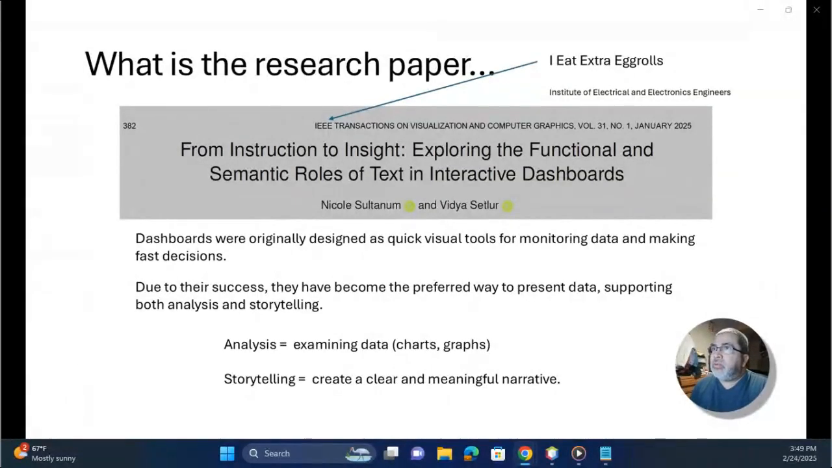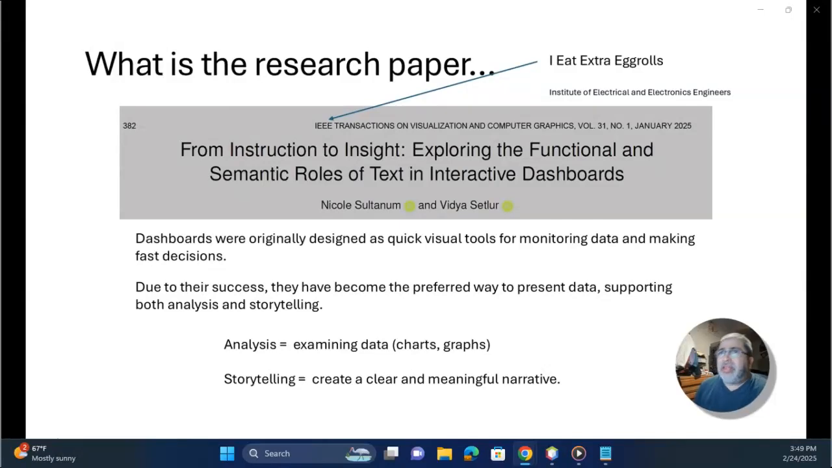IEEE is the Institute of Electrical and Electronic Engineers, and they have a journal, Transactions on Visualization and Computer Graphics. It was published in January 2025. The title of the research is From Instruction to Insight: Exploring the Functional and Semantic Roles of Text in Interactive Dashboards, by Nicole Sultanum and Vidya Setlur.